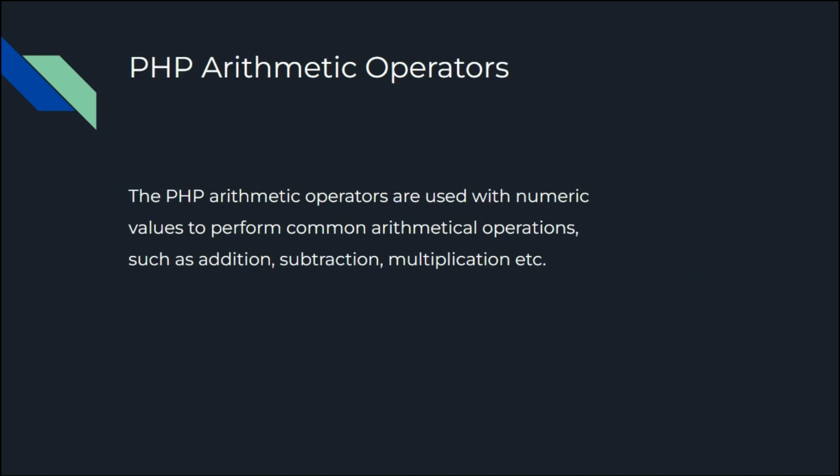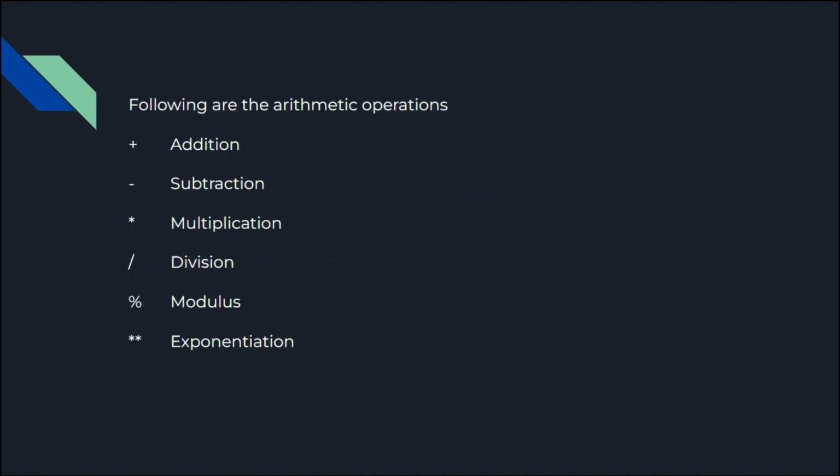PHP arithmetic operators. The arithmetic operators are used with numeric values to perform common arithmetical operations such as addition, subtraction, multiplication, etc. These are arithmetic operators: addition, subtraction, multiplication, division, modulus, exponential, and their symbols.